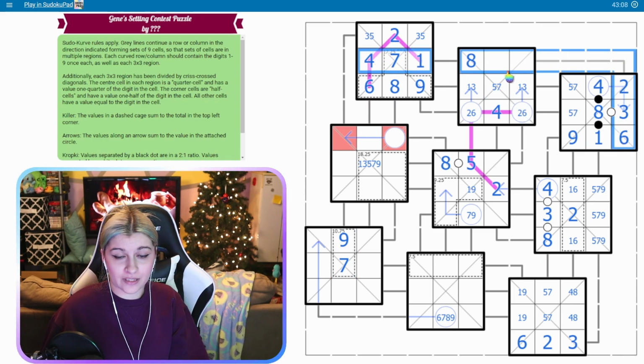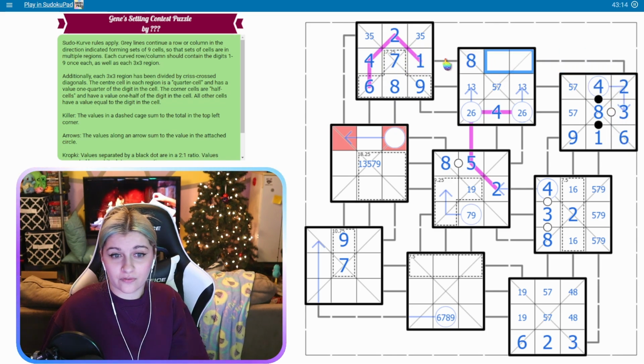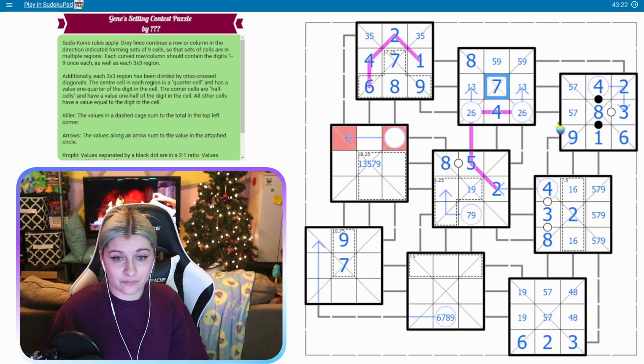I can pencil what these are and it'll tell me something. This section, 1, 2, 3, 4, 5, 6, 7, 8, 9, I believe. So this is a 5, 9 pair, meaning this is going to be a 7. 7 sees this, so that's a 5, and this is a 7.